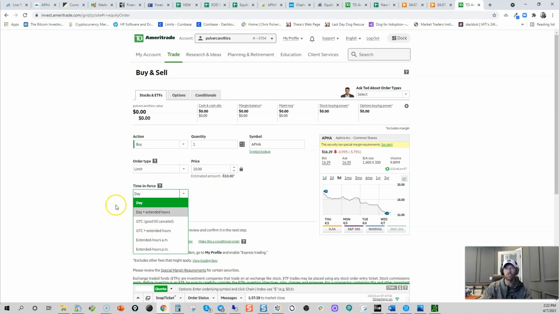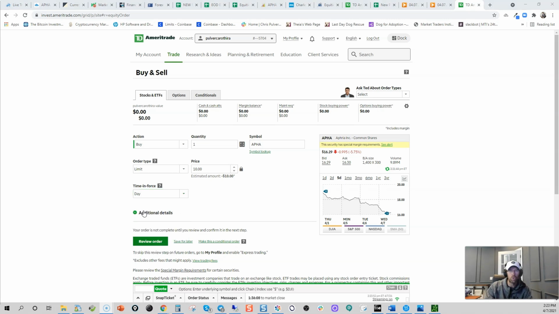Right now, we have some options here with a lot of these different brokers. You can trade for the current day. I could do day plus extended hours. If I'm trading right now, it's 2 in the afternoon my time. The market's going to close at 4 o'clock. We typically get extended hours until about 7 or 8 p.m. Eastern time. And then we have pre-market around 7 a.m., prior to the 9:30 Wall Street open.